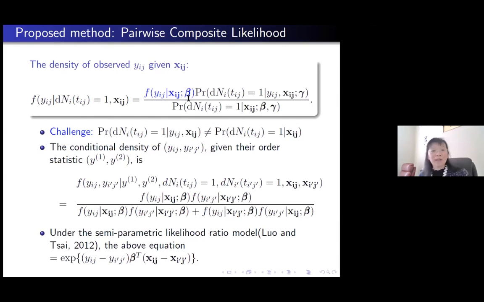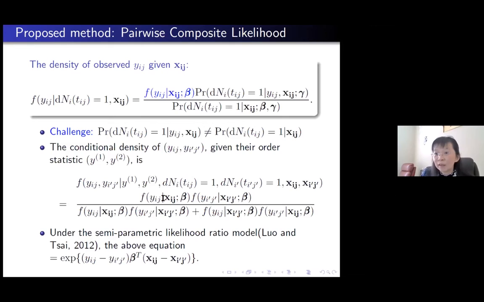So alternatively, we try to identify a conditional probability that is free of nuisance parameters. Actually, we found that the probability of observing a pair of observations from two subjects, conditional on their order statistics, only depends on the density function of the target population. So it is free of the self-reported process.